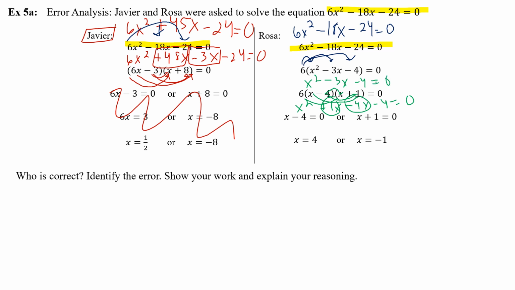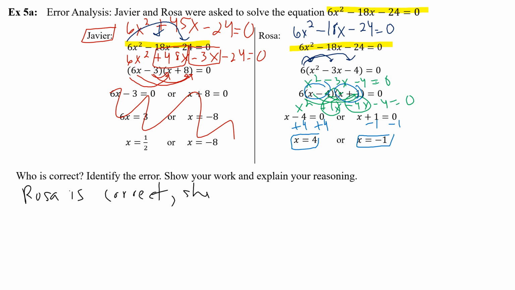And then at this point, remember, you set each of the factors containing x equal to 0. That's the reason we don't set 6 equal to 0, because that would give us a statement that's false, and 6 doesn't have a variable to begin with. So she took x minus 4, brought it down, added 4 to both sides. Sure enough, x equals 4. On the right, she brought down x plus 1, subtract 1 from both sides, and sure enough, you get the answers x equals 4 and x equals negative 1. So, time to answer the question. Who is correct? Rosa is correct. She followed all the steps correctly.